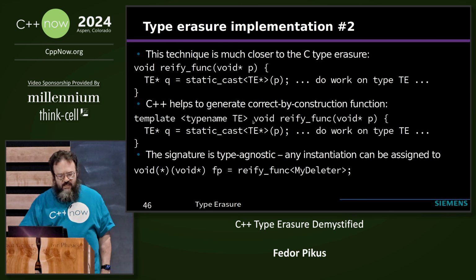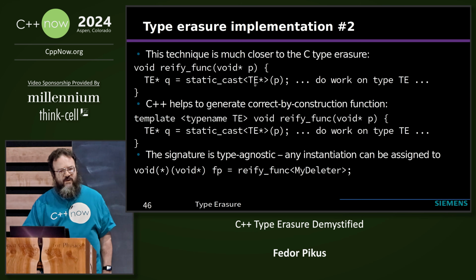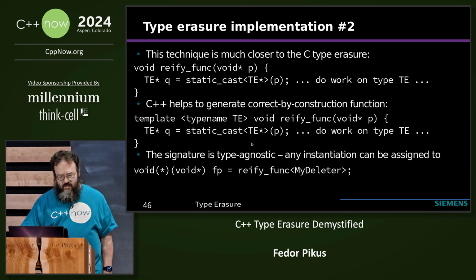We have a template parameterized by this erased type. The interface is still type agnostic, so notice you cannot deduce this parameter from the interface, from the call. When you instantiate this template, you have to be explicit about the type you're erasing. Inside, it's exactly what you would have written in C. The good thing about this function is you can assign any one of them to a function pointer that does not have this erased type in its signature, in its type. So no mention of T here.